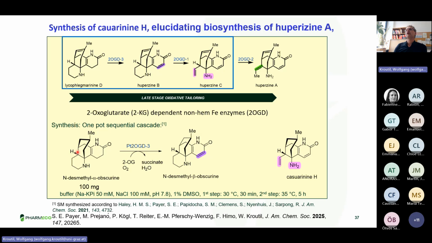He did it in a one-pot cascade, but in a sequential fashion, meaning first he did the first step. When that was finished, he added the second enzyme and could then indeed get this ring opening, this CC cleavage, and get to the castorinin. Starting from 100 milligrams, over the two steps we got 51% isolated yield.